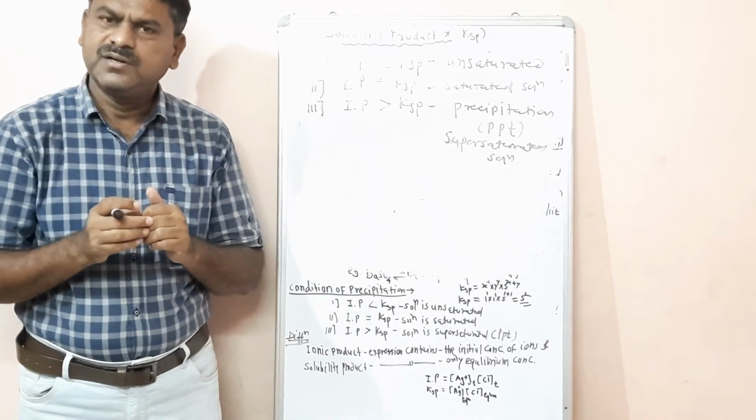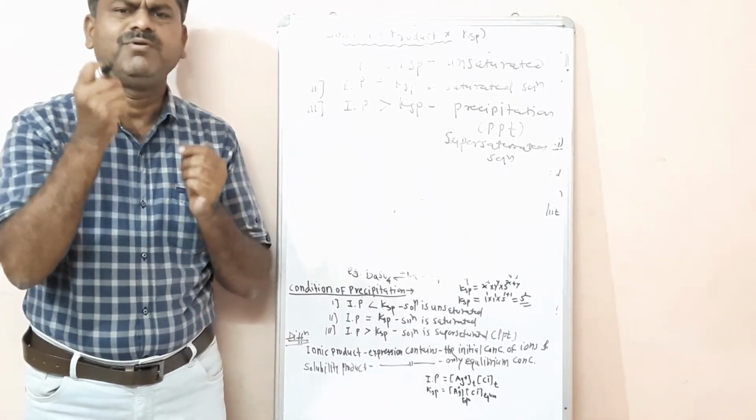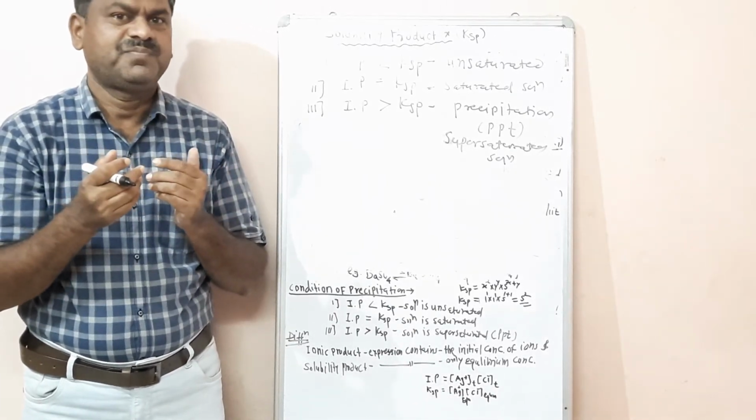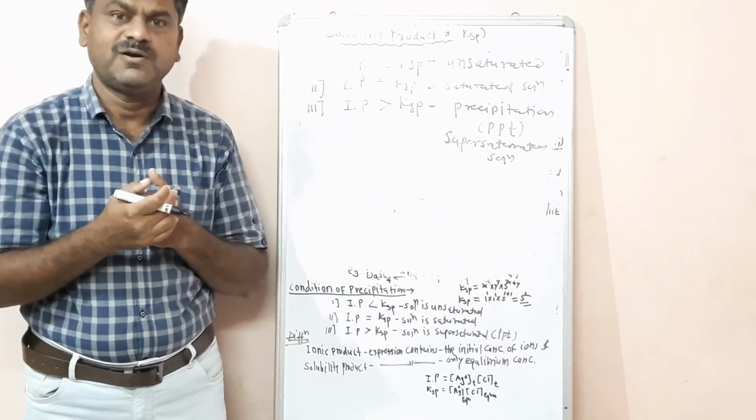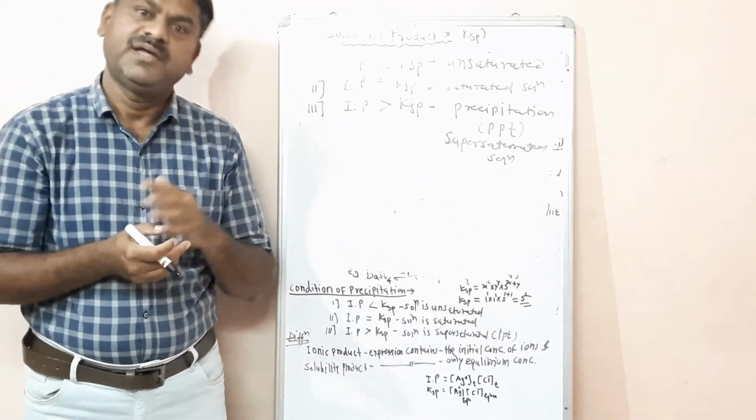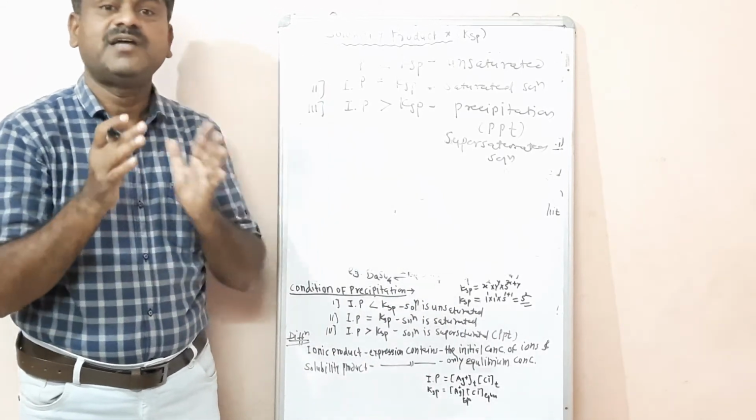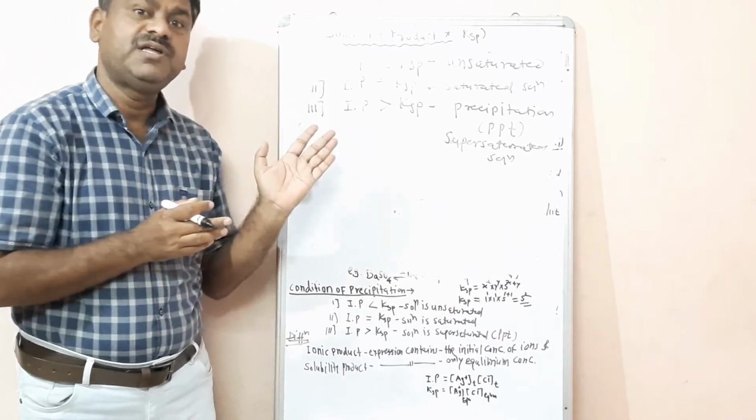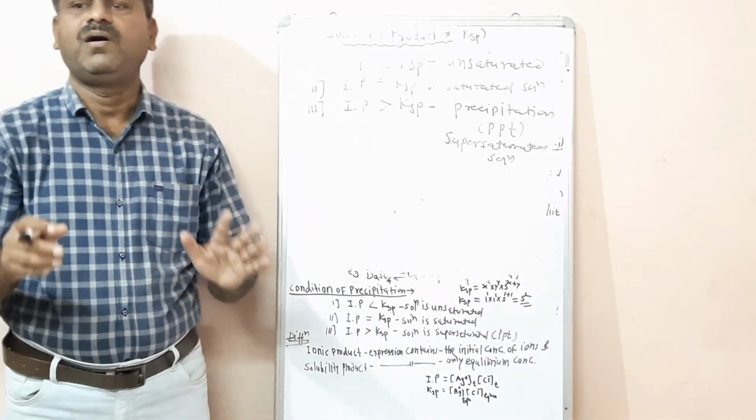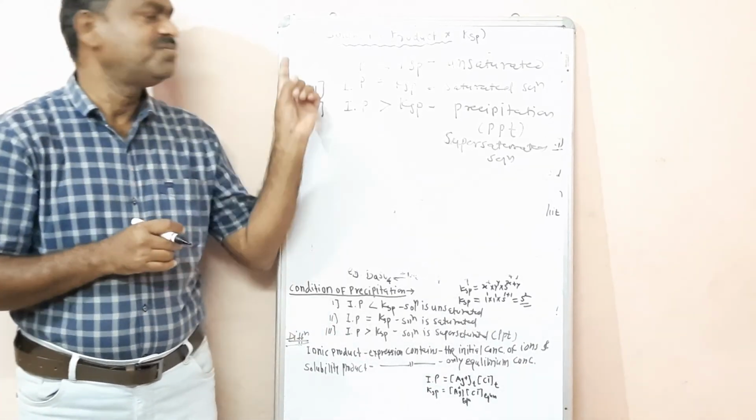Now this was about the solubility product. Sparingly soluble salt means a very small amount of salt dissolves in water. Then solubility equilibrium, then what the solubility product means, and what the relationship is between the solubility and the solubility product. And the last one is the condition of precipitation. Okay, that is the end of this point.